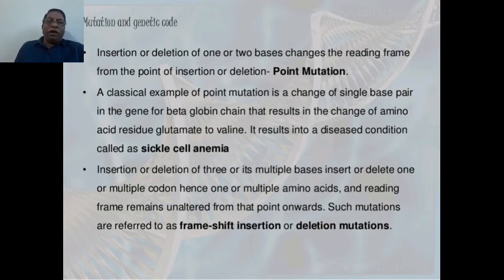Sickle cell anemia is a genetic disorder or disease because of point mutation. Point mutation means change of a single base pair in a nucleotide of DNA molecule. A classical example is a single base pair change in the gene of beta globin in the hemoglobin, which results in the change of amino acid.